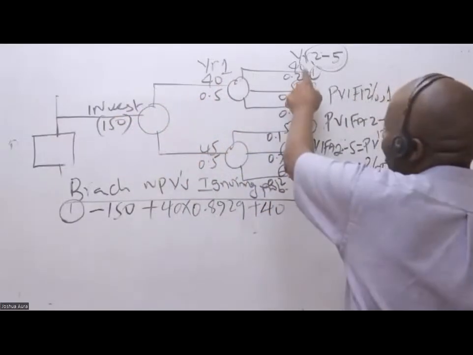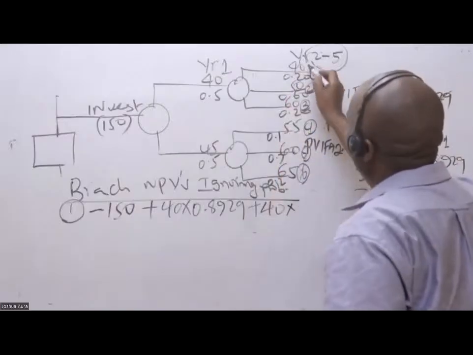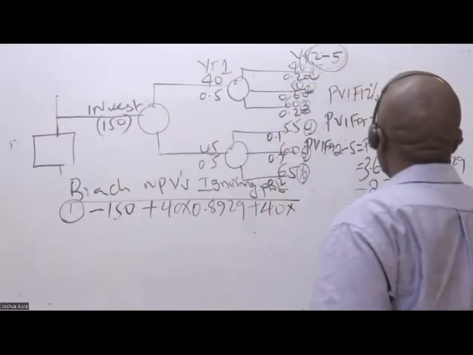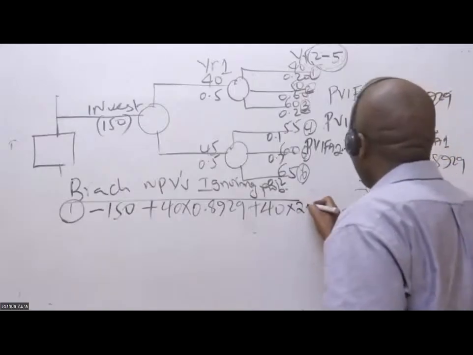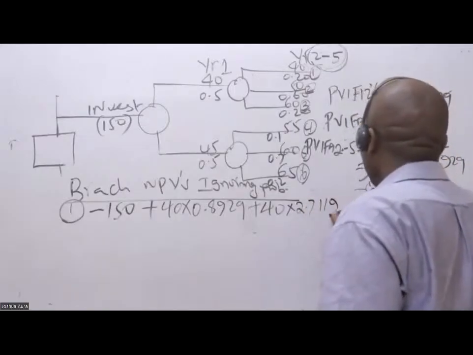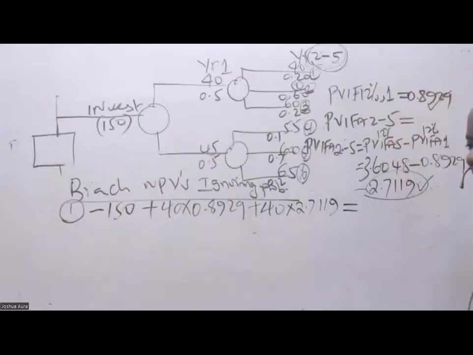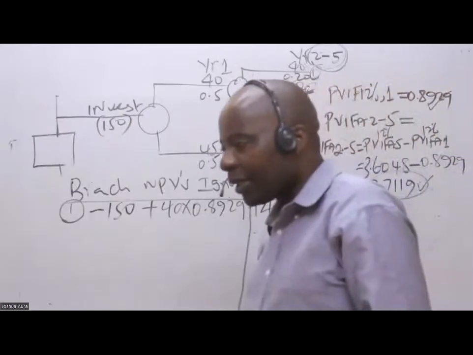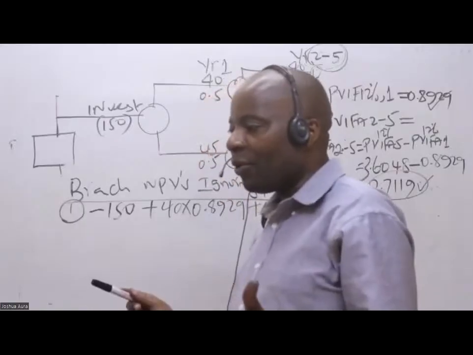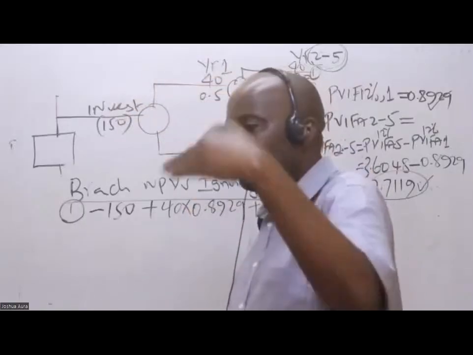There is another cash flow here, 40 times this PVFA year 2 to 5, which you gave me as 2.7119. What will it give us, which figure at the end of the day? Even if you go up or down, it will always be the same answer.